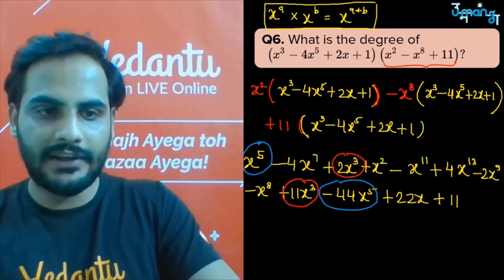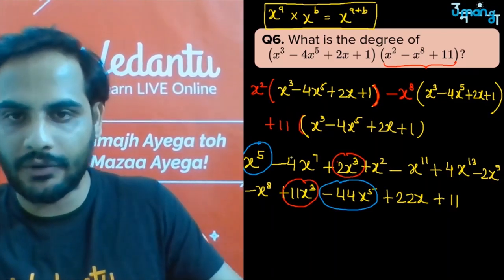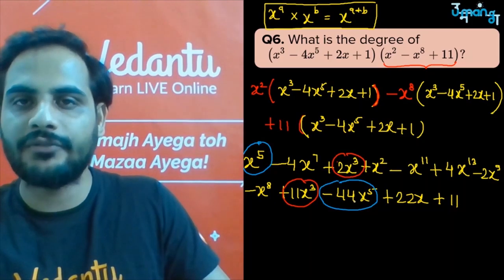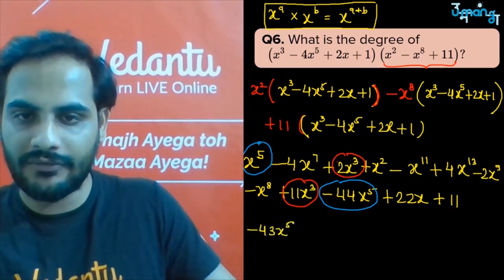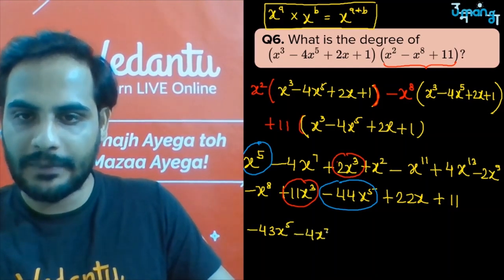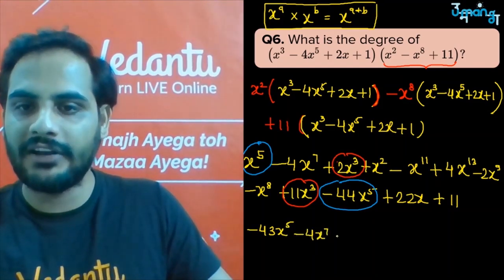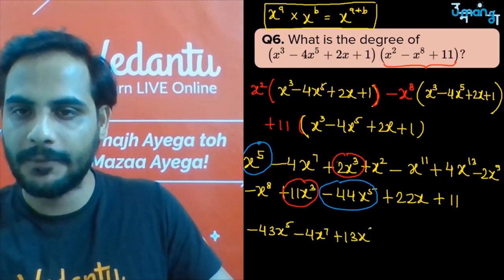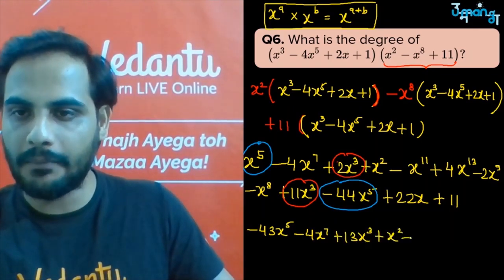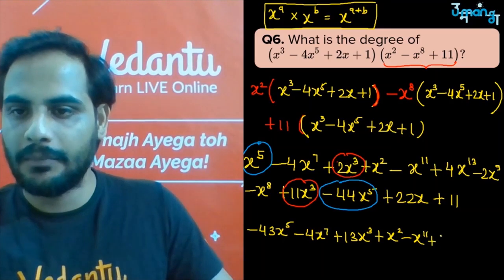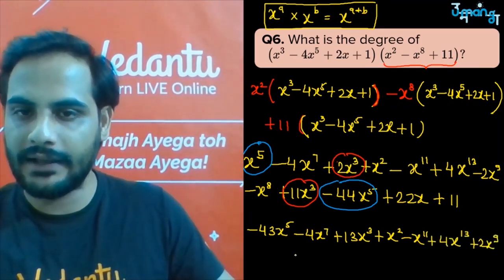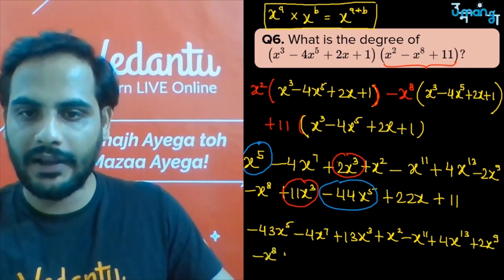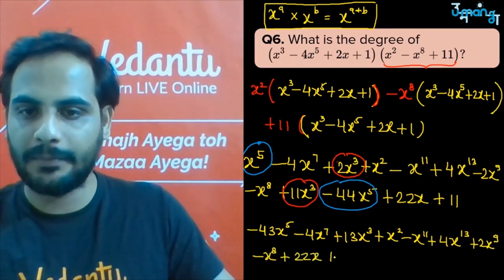So at the end, beta, I am getting the polynomial as: x raised to the power 5 minus 44x raised to the power 5 will become minus 43x raised to the power 5, minus 4x raised to the power 7. 2x cube plus 11x cube will become 13x cube, plus x square, minus x raised to the power 11, plus 4x raised to the power 13, plus 2x raised to the power 9, minus x raised to the power 8, plus 22x plus 11.